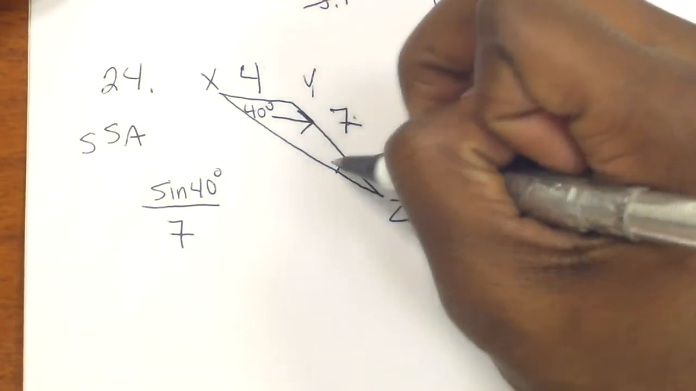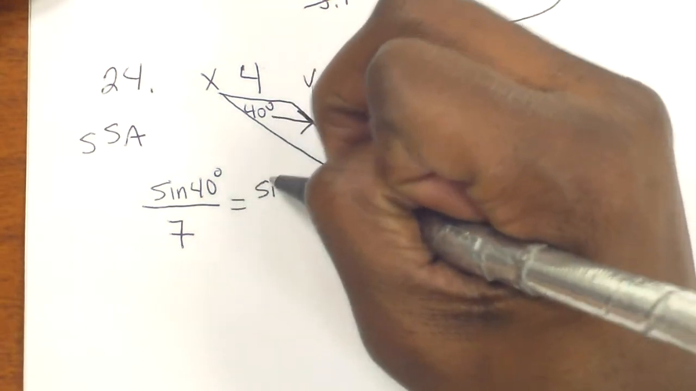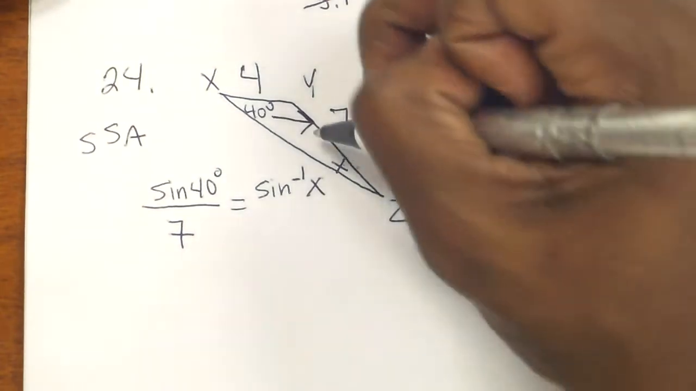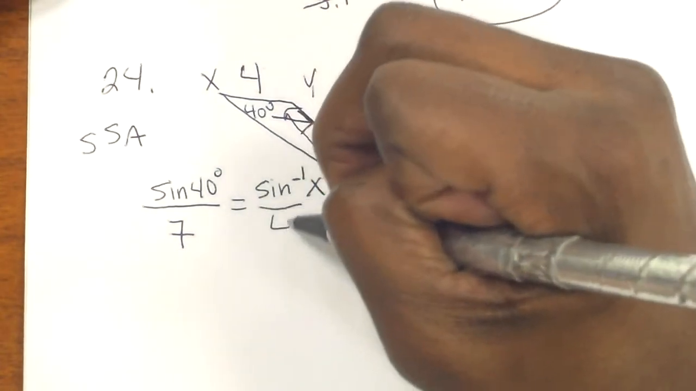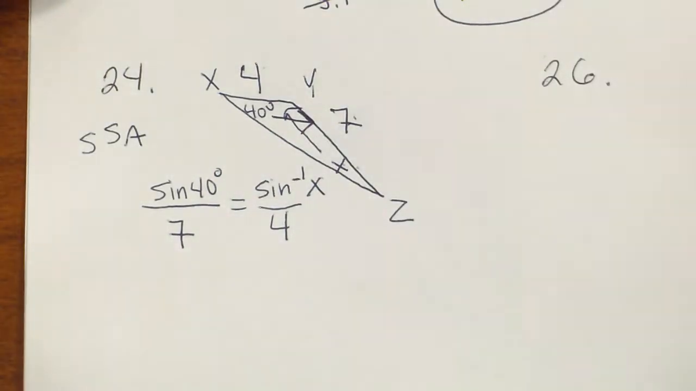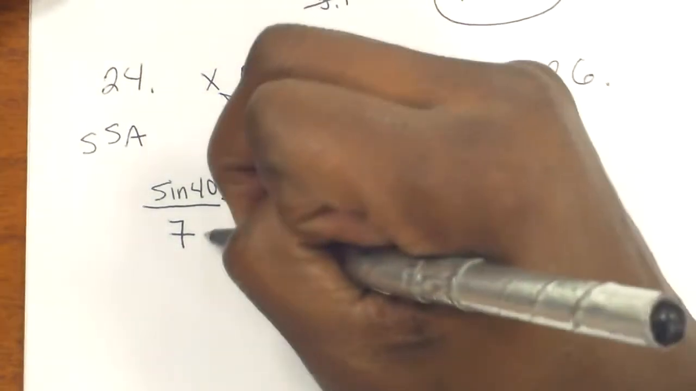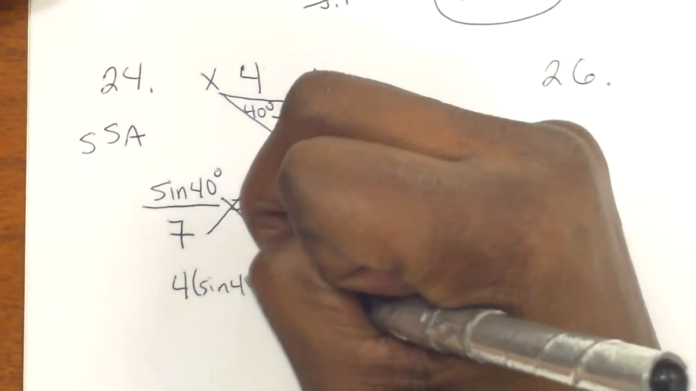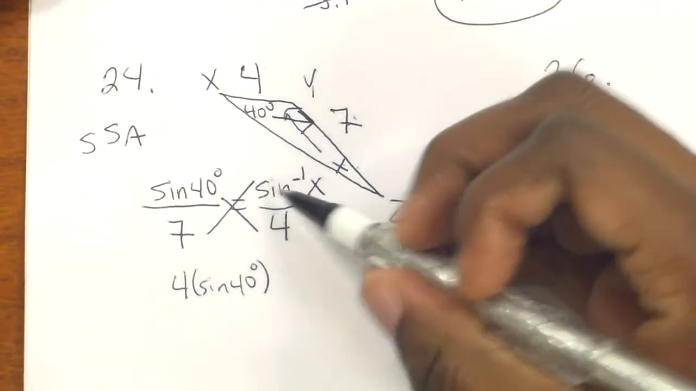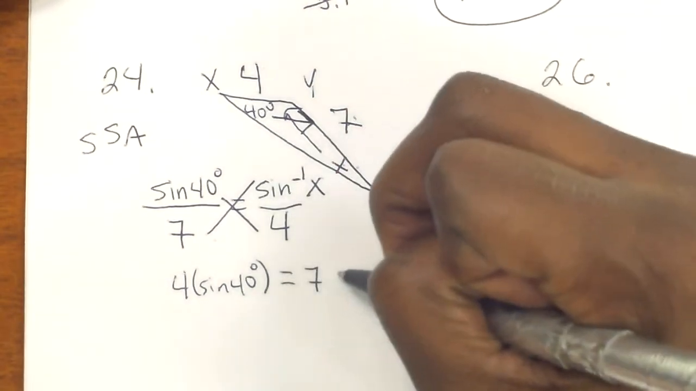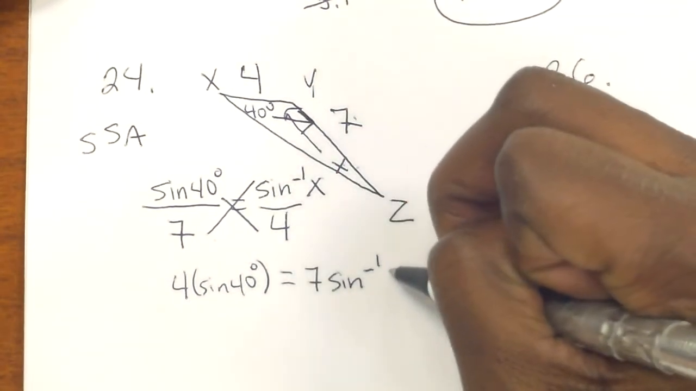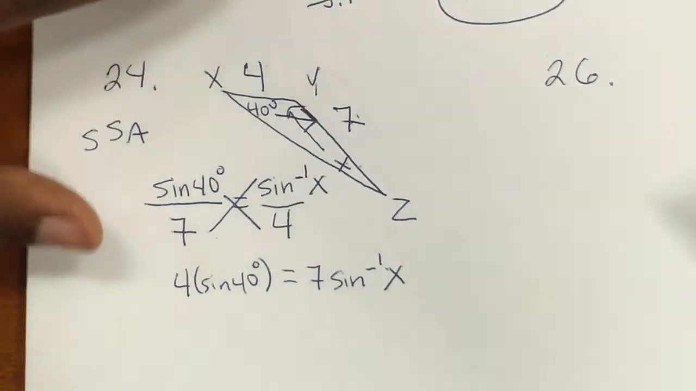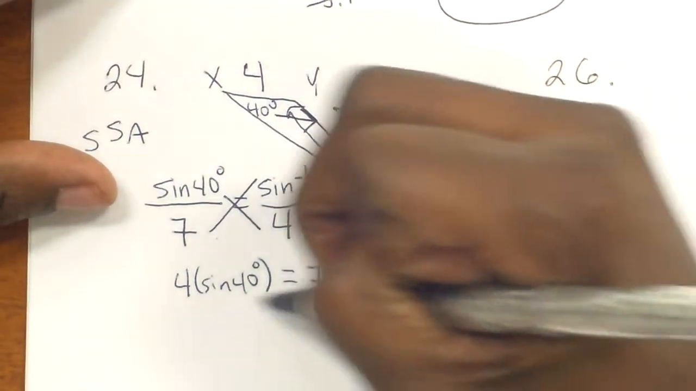And then here we don't know that one, so that's going to be sine inverse of x because we don't know that angle. And that one is opposite of 4. And so the law of sine, you're just doing a proportion, which means we cross multiply. So we have 4 times the sine of 40 degrees. And then cross multiply that one. And that's going to be equal to 7 times sine inverse of x. Trying to figure this sine inverse out, so we're going to divide both sides by 7.